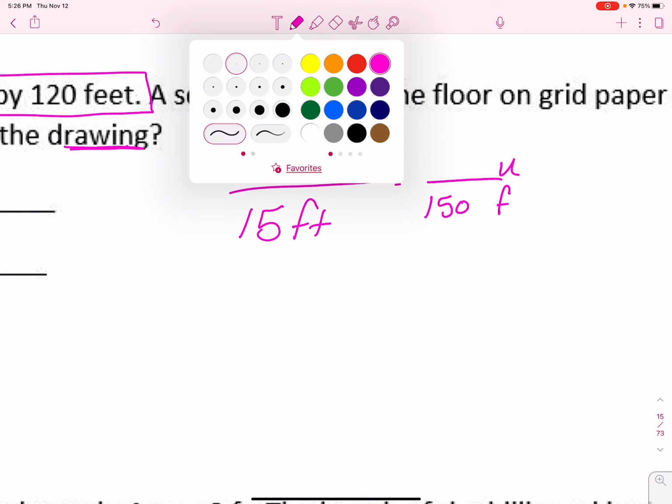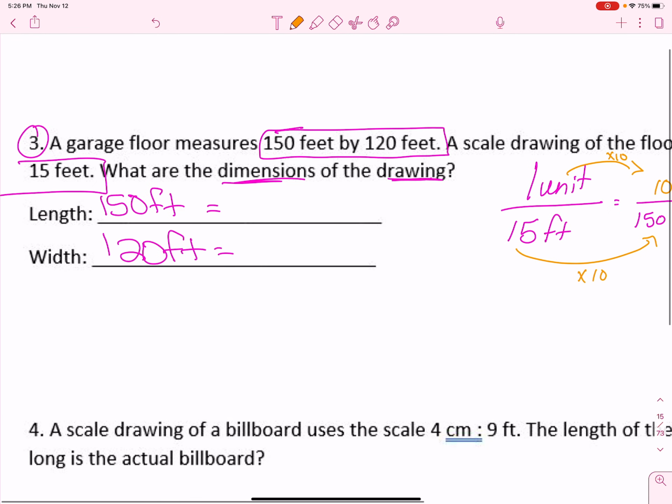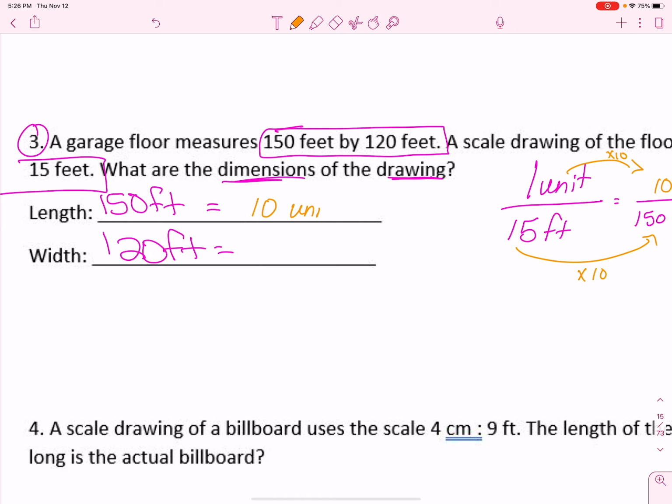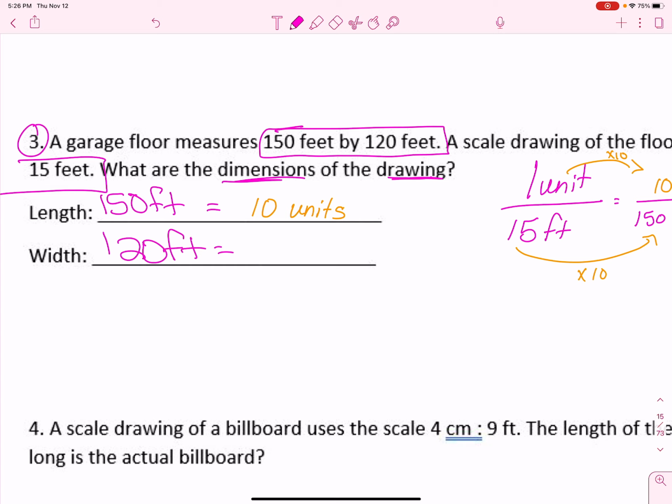Do we see any side-to-side comparisons? Well, I can see this is times 10. So here I'm going to go times 10 and get 10 units. 10 units for that drawing. So 150 feet is 10 units. I'm going to go back to my primary ratio. 1 unit is 15 feet. So that I'm looking for units and feet. And now we have 120 feet.